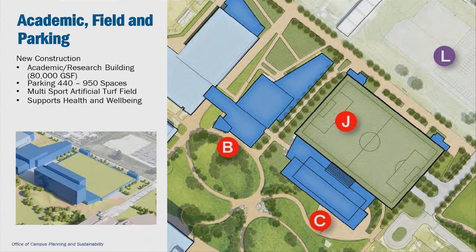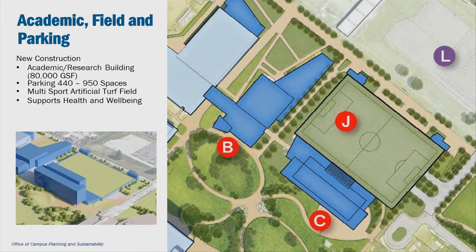The other piece of the master plan is really to begin, as I mentioned earlier, to create a field for our NCAA teams and our recreation sports, and just have a place where our students can participate in field sports. This is suggested to be on top of a parking garage of around 950 spaces.